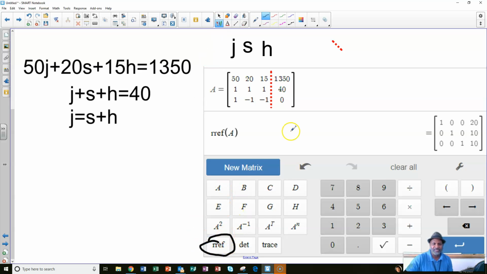And RREF stored that as a matrix, hit equals, A equals, and this just comes from you putting the matrix in, and you get this. J is equal to 20, S is equal to 10, and H is equal to 10. So that was an example of writing and solving.